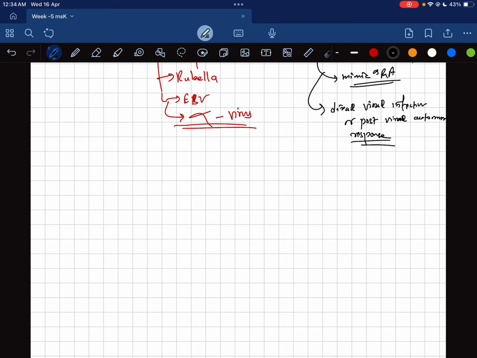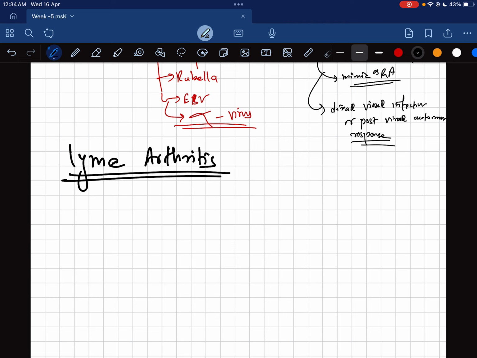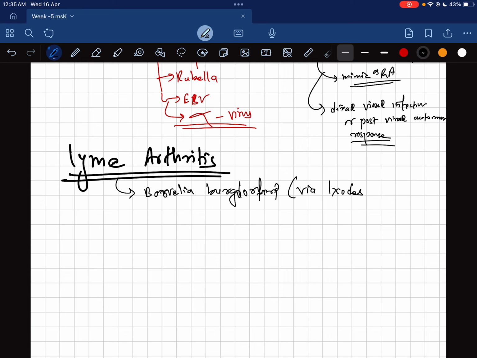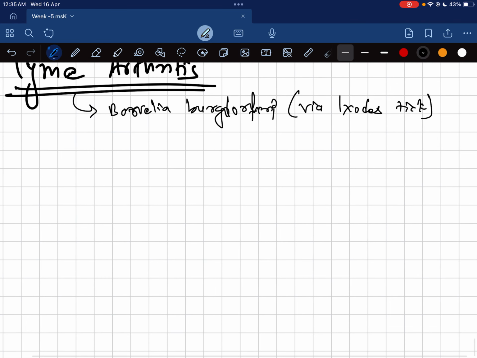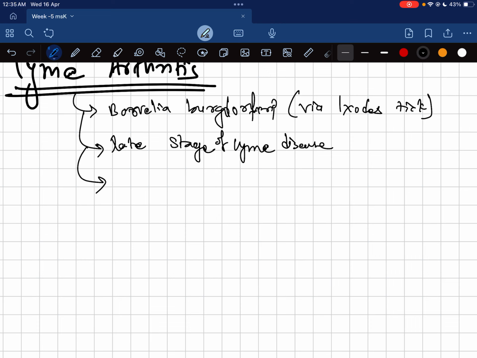So now we are moving on to Lyme arthritis. Lyme arthritis is caused by Borrelia burgdorferi, transmitted by the Ixodes tick, and arthritis is the late stage of Lyme disease. Most cases are seen in New England and the Midwest USA.